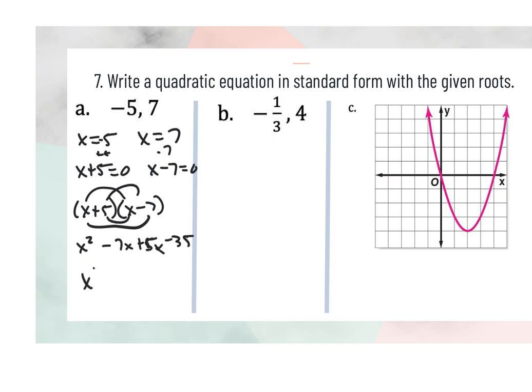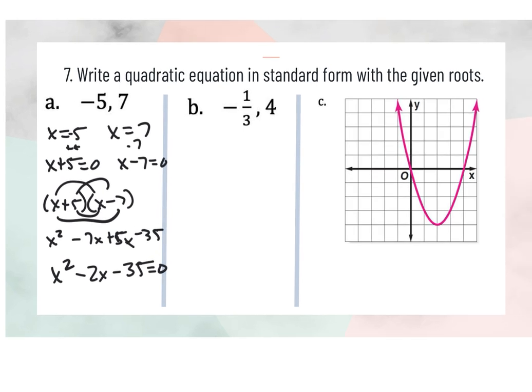So my final answer in this case, because I'm looking for a quadratic equation, is going to be that. B is very similar, so I'm going to have x equals negative 1/3 and x equals 4. So I'm going to have x plus 1/3 equals 0 and x minus 4 equals 0.